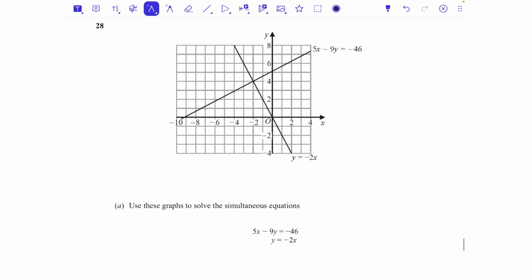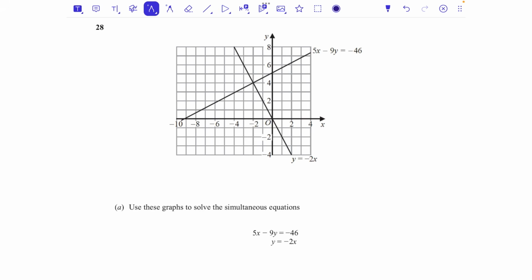Wonderful. Question number 28. Use these graphs to solve the simultaneous equations. So this line here is labelled with that equation, so that's the equation of that line. Same here, this line here is labelled y equals minus 2x. So that's the equation of that line.